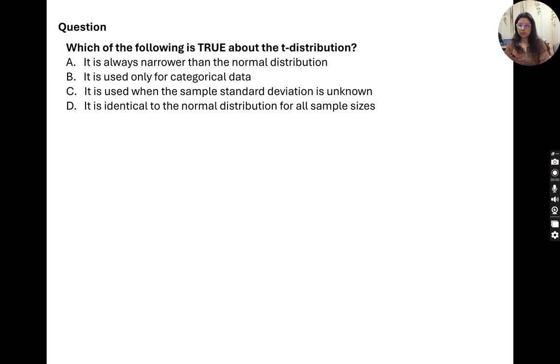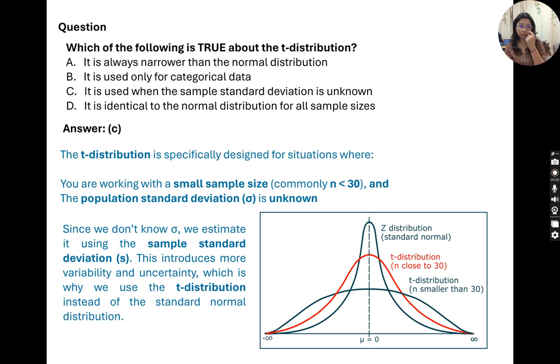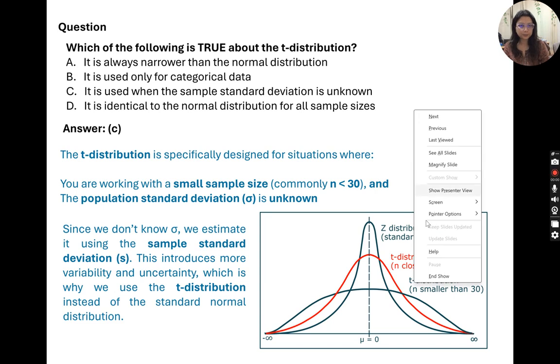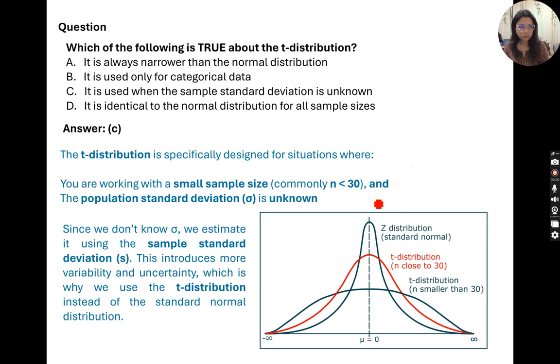Okay, let us see the answer then. The statement which is true about the t distribution is C, which says it is used when the sample standard deviation is unknown. The t distribution curve is generally used when the standard deviation is unknown. For those cases, we should know what the t distribution is and how it looks. The t distribution is specifically designed for situations where you're working with a small sample size, commonly n less than 30, and the population standard deviation is unknown.